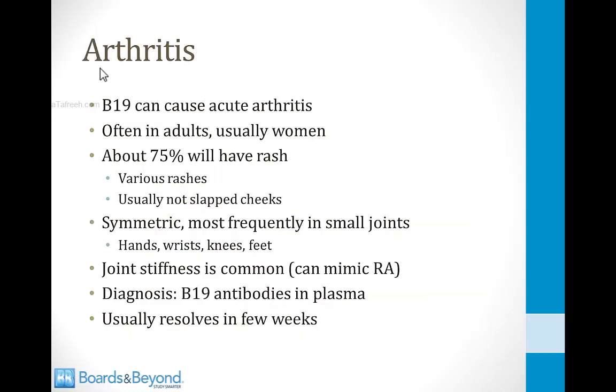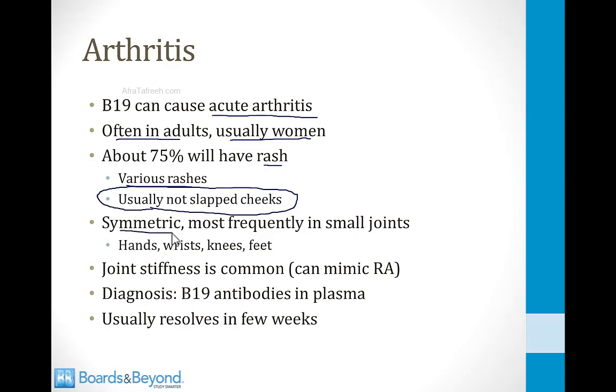So along those same lines, B19 can cause an acute arthritis infection. This is usually in adults, and it's more common in women. About 3/4 of them will have some type of rash. There are lots of different rashes reported. It's usually not the slap cheek rash that you see in kids. That is what kids get with B19.